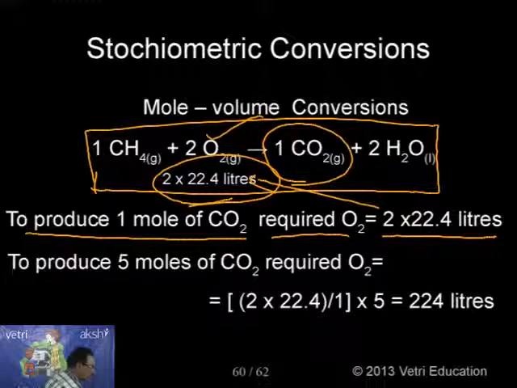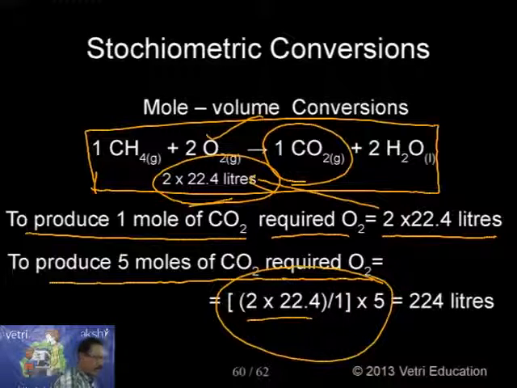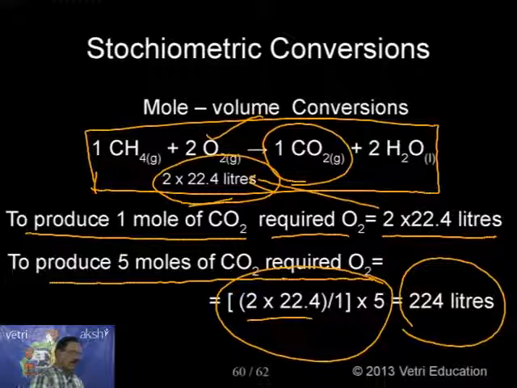Our aim is to produce 5 moles. How many liters of oxygen are required? We can simply balance it. So 2 into 22.4 divided by 1 multiplied by 5. If you calculate this, you will get 224 liters of oxygen required. So if you solve this problem, automatically we are getting the answer in terms of volume. Here we are converting mole to volume, so whatever we are getting, correspondingly we can convert. Okay, let me go for the next one.